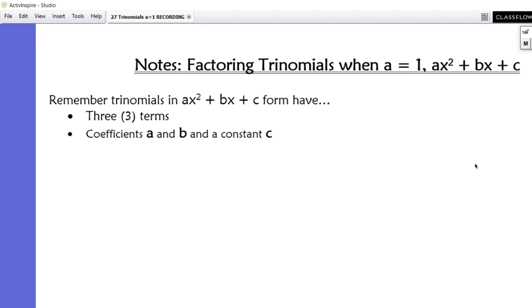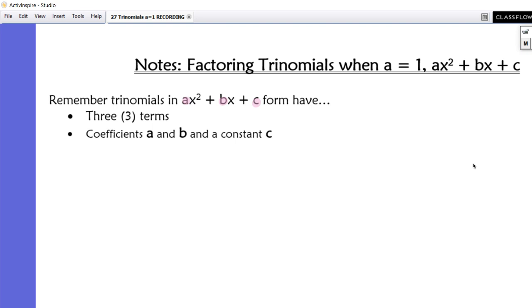Hey guys, here are notes for factoring trinomials when a is equal to 1, and it's our second day of factoring notes. I first want to start off with the idea of what a trinomial is, in our form ax squared plus bx plus c. What we're going to notice is that there are three terms, and there are coefficients a and b and a constant c. So those are our coefficients, and here's our constant c.